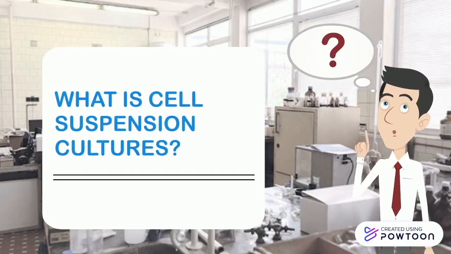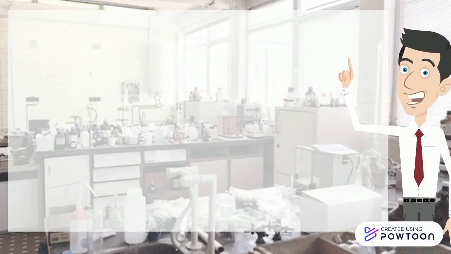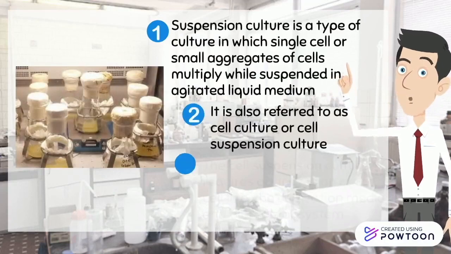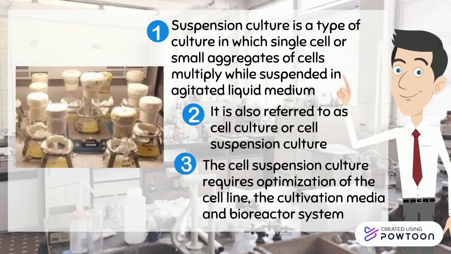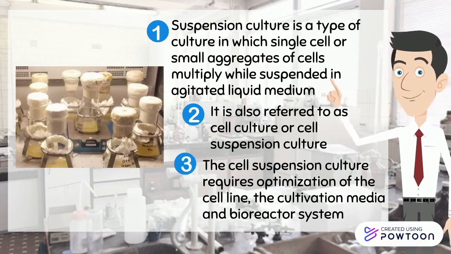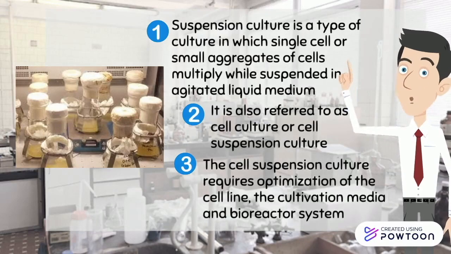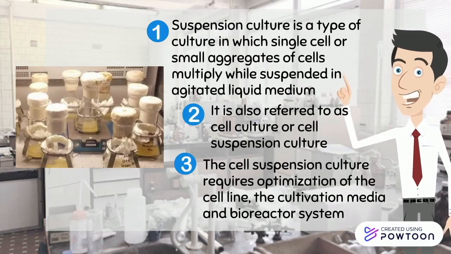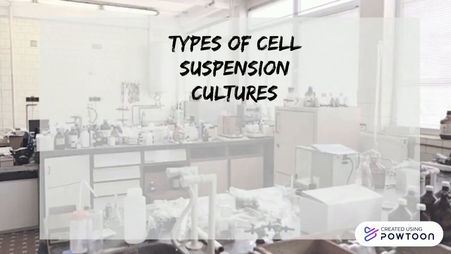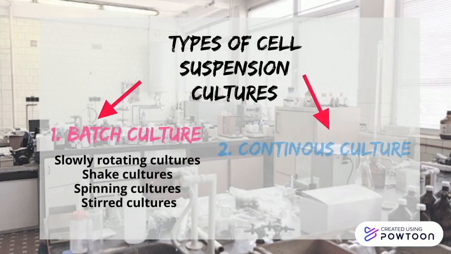What is cell suspension culture? Suspension culture is a type of culture in which single cells or small aggregates of cells multiply while suspended in agitated liquid medium. It is also referred to as cell culture or cell suspension culture. The cell suspension culture requires optimization of the cell line, the cultivation media, and bioreactor system. There are two types of cell suspension cultures: first, batch culture, and second, continuous culture.